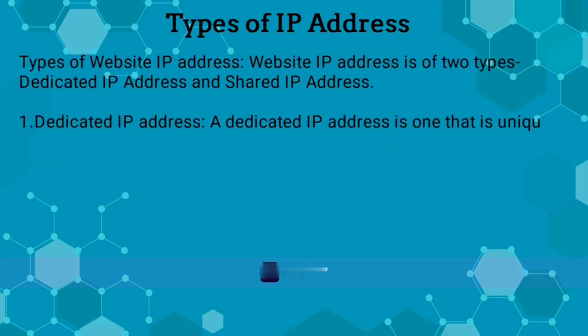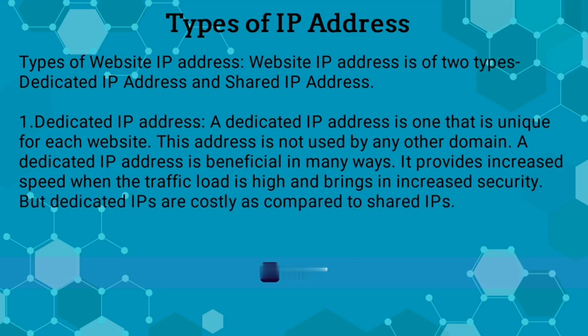Types of website IP addresses. Website IP addresses are of two types: dedicated IP addresses and shared IP addresses. Let's discuss the two. Dedicated IP address. A dedicated IP address is one that is unique for each website. This address is not used by any other domain. A dedicated IP address is beneficial in many ways. It provides increased speed when the traffic load is high and brings increased security. But dedicated IPs are costly compared to shared IPs.